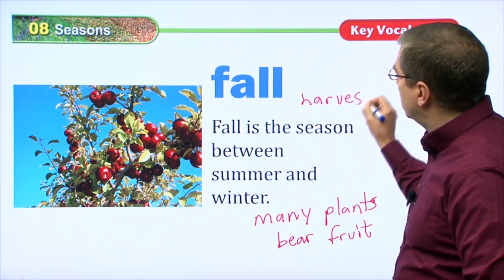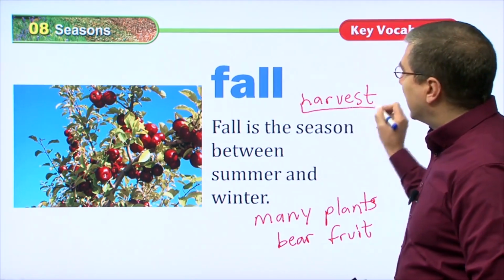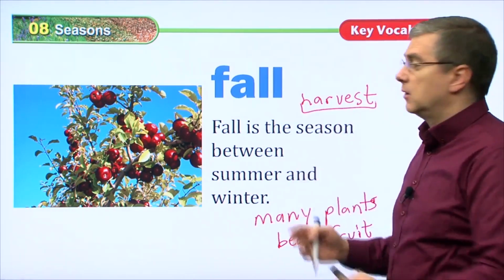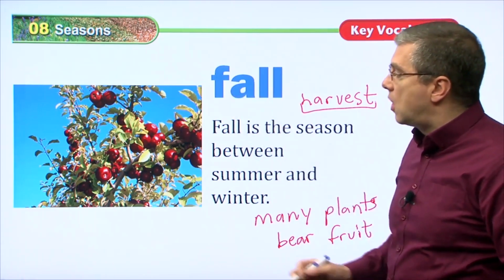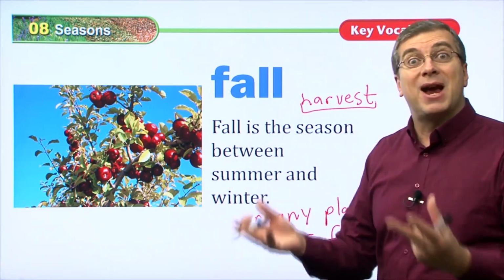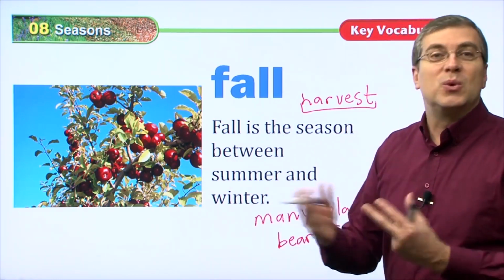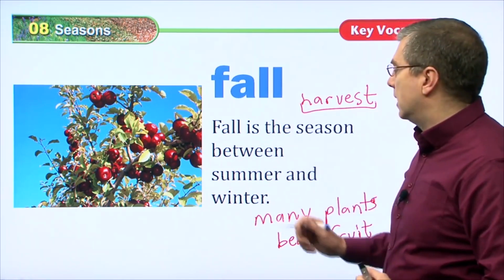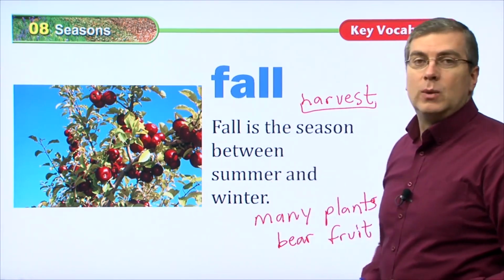It's when farmers will go out and get the food from their fields, and we call that the harvest. And that, of course, occurs in the fall. You can see that many trees will grow apples, pears, oranges, rice, wheat. All those things are ready to be harvested in the fall. And it's between summer and winter.